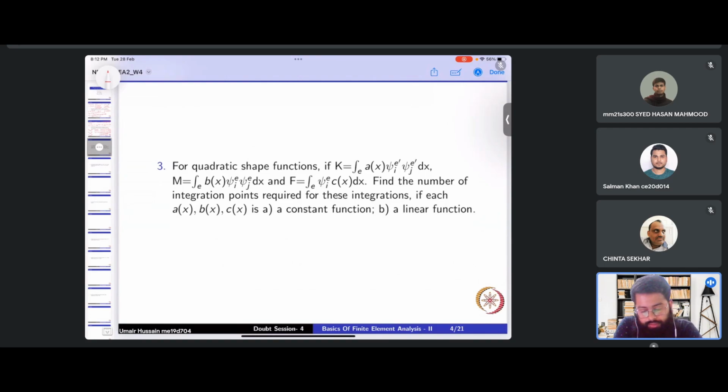So we're given quadratic shape functions and we have these integral expressions for the k, m, and f matrices and vector. We need to find the integration points for each of these integral expressions. So for the first case, all these ax, bx, cx are constant. So we'll start with case 1.